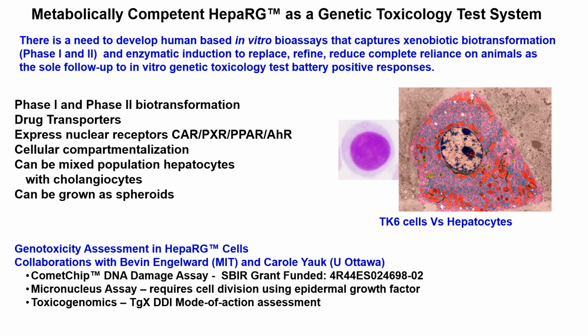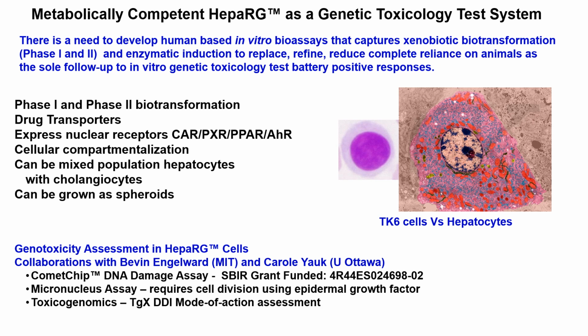Therefore, we believe that metabolically competent HepaRG cells can serve as a genetic toxicology test system, because I believe there's a need to develop human-based in vitro bioassays that capture xenobiotic biotransformation, both phase 1 and phase 2 metabolism, and enzymatic induction to replace, refine, and reduce complete reliance on animals as the sole follow-up to in vitro genetic toxicology test battery positive responses. So the only alternative we have right now when you have a positive response is to go into an animal, and many industries don't want to go into animals and need alternatives.